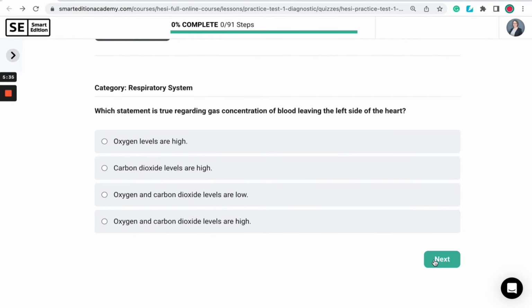Which statement is true regarding gas concentration of blood leaving the left side of the heart? Is it oxygen levels are high, carbon dioxide levels are high, oxygen and carbon dioxide levels are low, or oxygen and carbon dioxide levels are high?